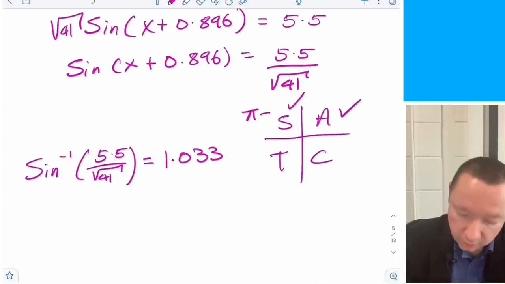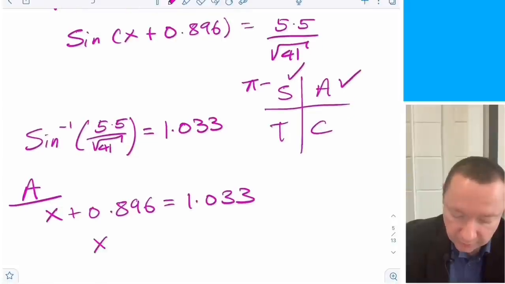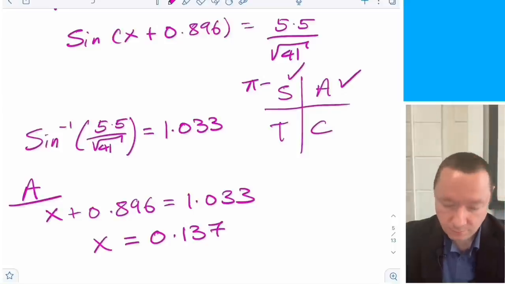So in our first quadrant, that means that x plus 0.896, remember, equals 1.033. So taking away 0.896, we get x equals 0.137 as our first answer.